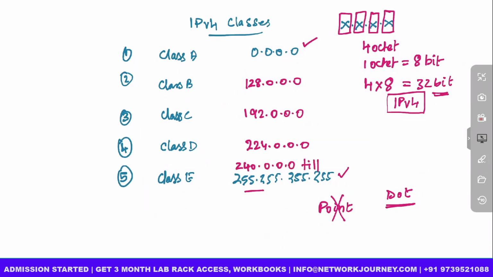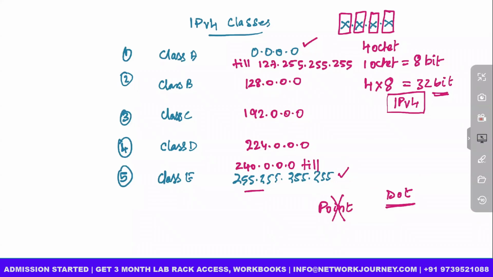Now I have to write the range for all of them. So class A starts with 0.0.0.0. It goes till 127.255. There are 4 octets? No, right? There's one more pending. Okay.